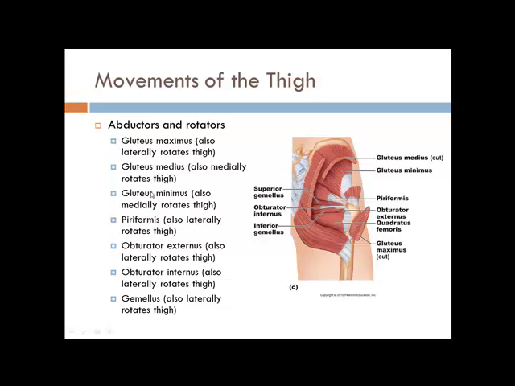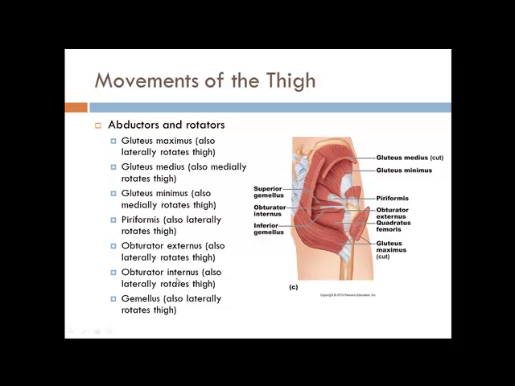I misspoke there. Glute medius and glute minimus will make you pigeon-toed. Those will turn you in. When you have your foot turned out, the muscles that are going to be overactive are going to be your glute max and your piriformis. Those will be the big ones.